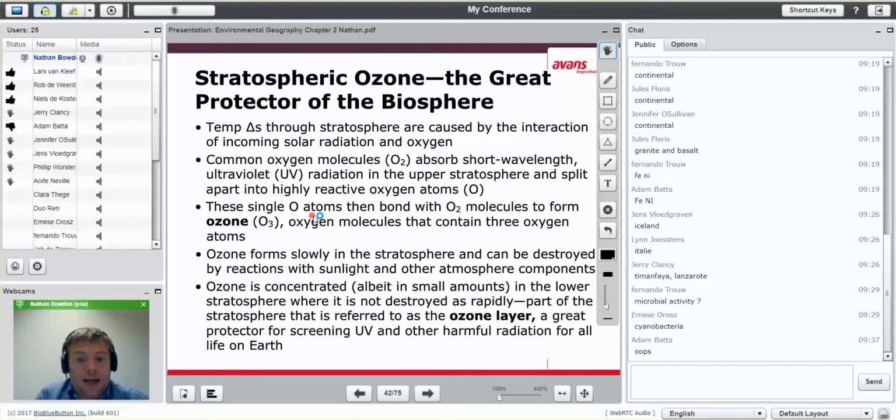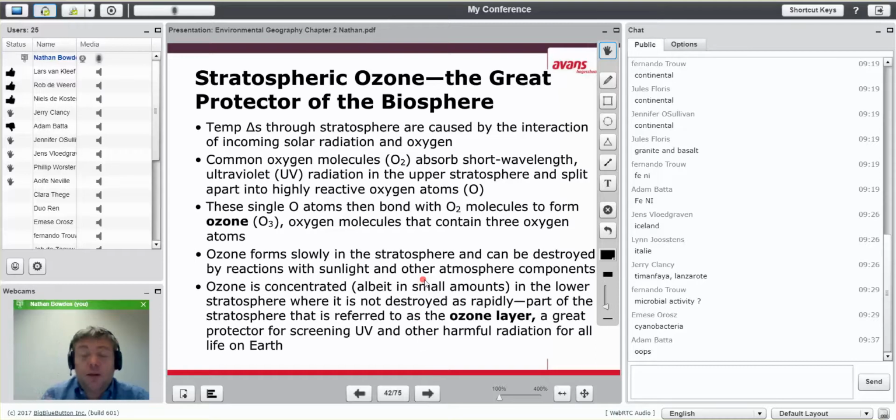And then ozone again absorbs UV and breaks down into O2. So it's a cycle where the O2 is broken down into single O, which forms O3, which then gets broken down into O2. It's formed slowly and reacts with sunlight.